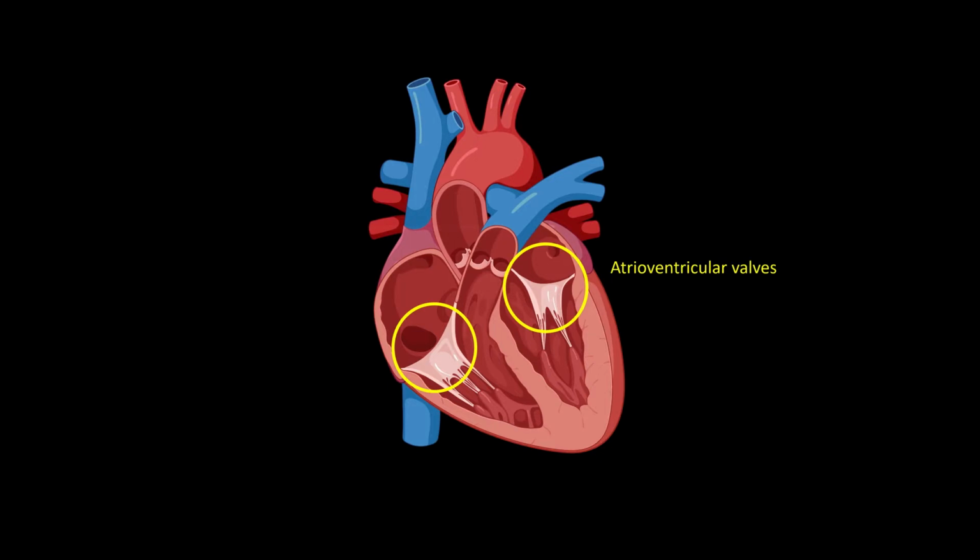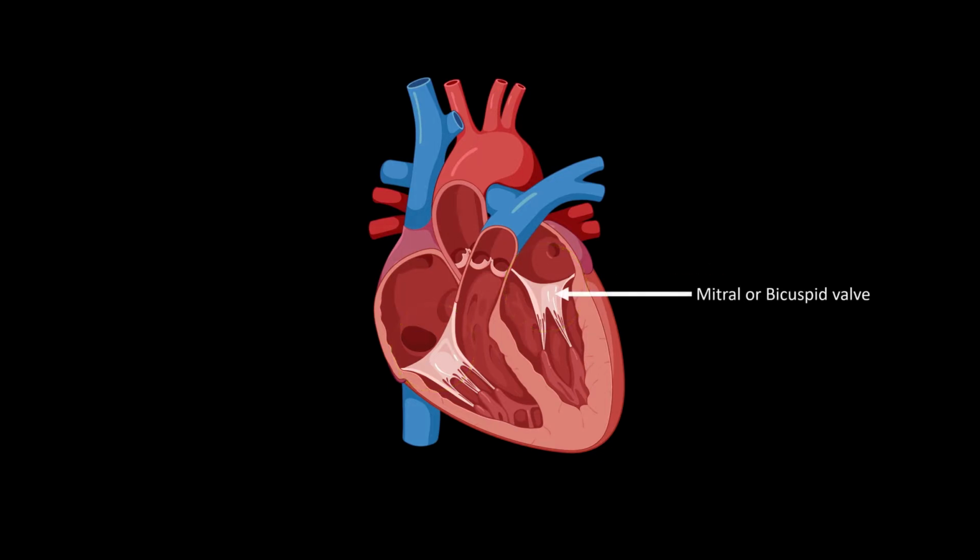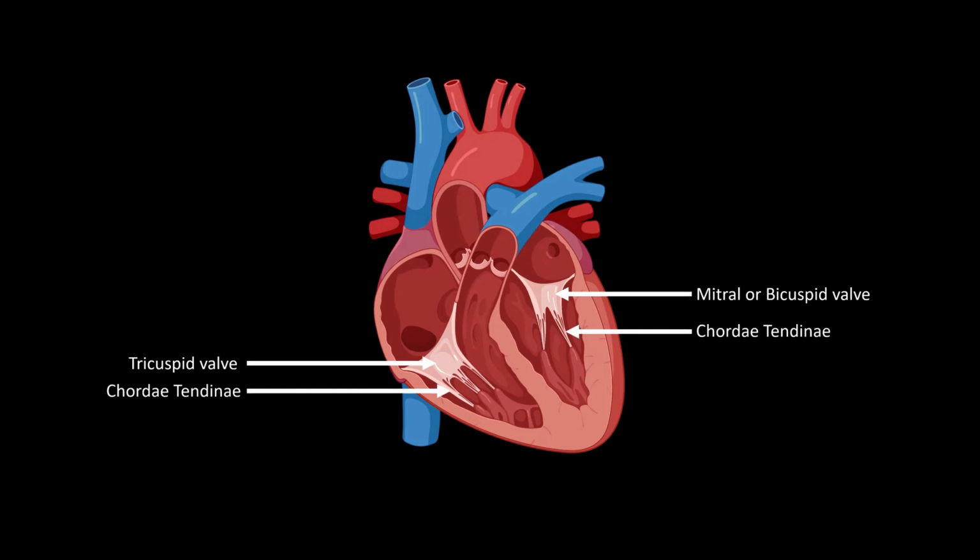Between the atria and the ventricles are the atrioventricular valves. These are known as the mitral or bicuspid valve and the tricuspid valve. The AV valves are attached to the chordae tendineae, which are fibrous cords that connect the AV valves to the papillary muscles in the ventricle.